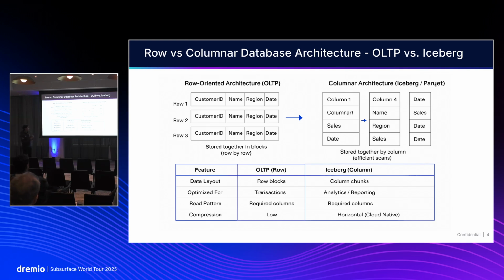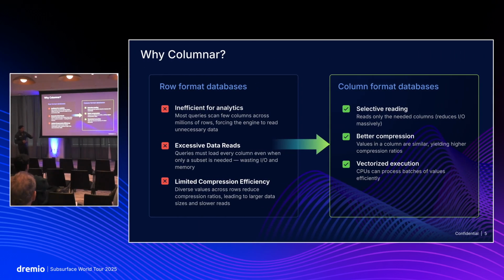And then obviously for reading, you need only specific columns, and the best part is the compression on the columnar format is way better, right? So highly optimized. So just a quick snapshot again of why we are in the column format world. Obviously, the row format is very inefficient for analytics, because most queries scan a few columns, but they are spread across so many rows, right? There are excessive data reads, because queries must load every column, since every column exists in every row, right? And the compression efficiency is very, very limited.